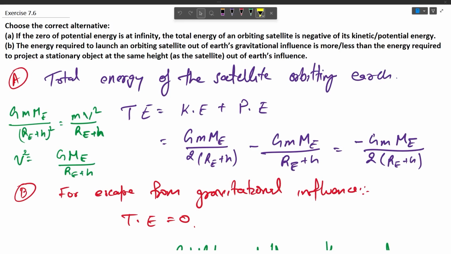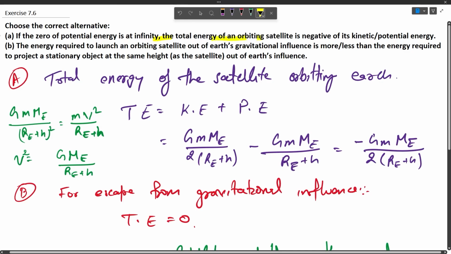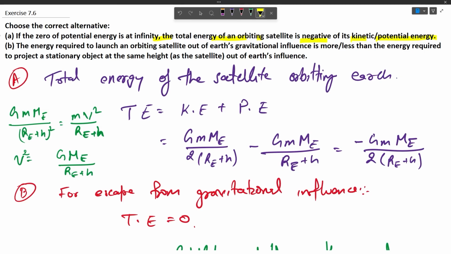The question says that choose the correct alternative. If the zero of potential energy is at infinity, the total energy of an orbiting satellite is negative of its kinetic or potential energy. So we have to say that if the potential energy is zero at infinity, then for an orbiting satellite, its total energy is negative of what? Either kinetic energy or its potential energy.